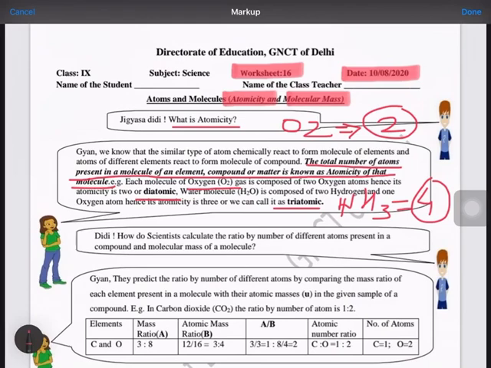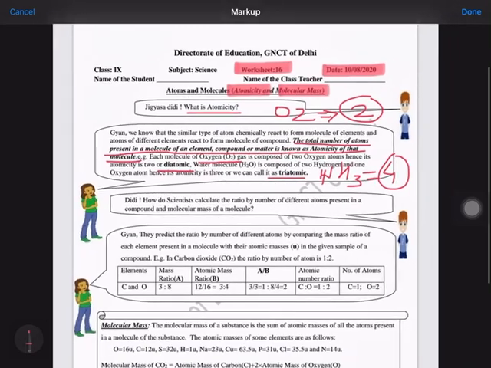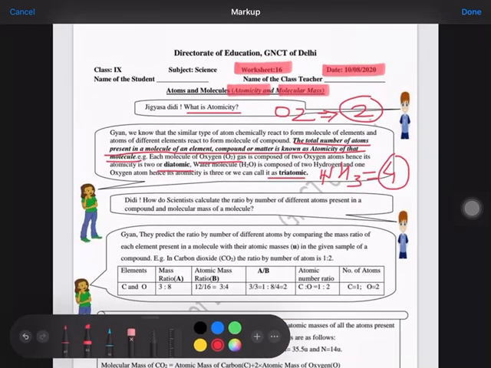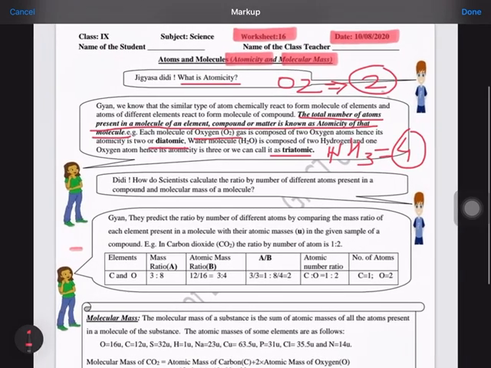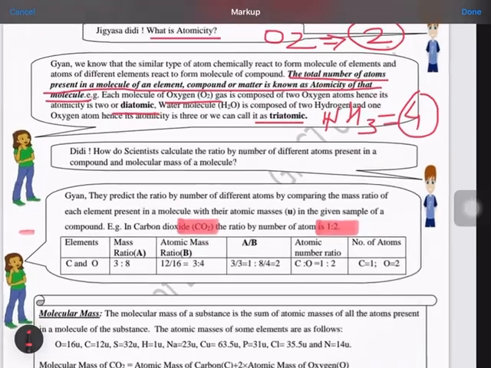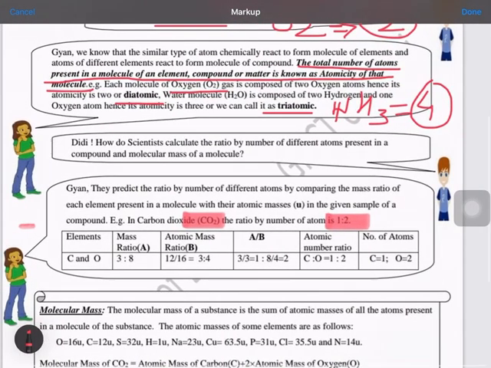Next is, how do scientists calculate the ratio by number of atoms present in it? Ratio calculation is done in many ways. Taking the example of carbon dioxide, we can see how the ratio is calculated. For CO2, the ratio of number of atoms is 1:2 because there is 1 carbon and 2 oxygen. But how we reach this ratio can be calculated by the following table.